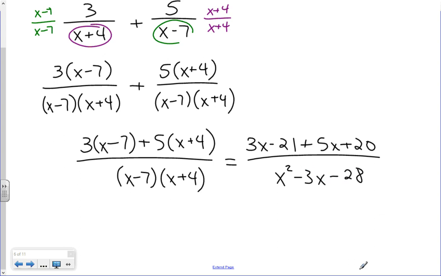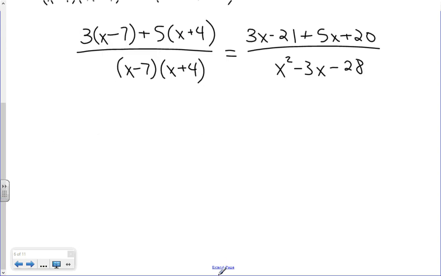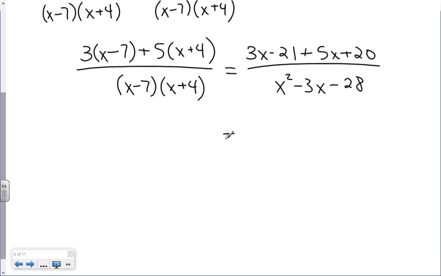And then finally, the numerator is really just linear, so let's simplify that. So what do we end up with? 3x and 5x is 8x. You got 20 and a negative 21, so that's a minus 1, it looks like. And that's all over x squared minus 3x minus 28. There we go. That's how we add or subtract fractions. All right, that's the first half of section 4-6.